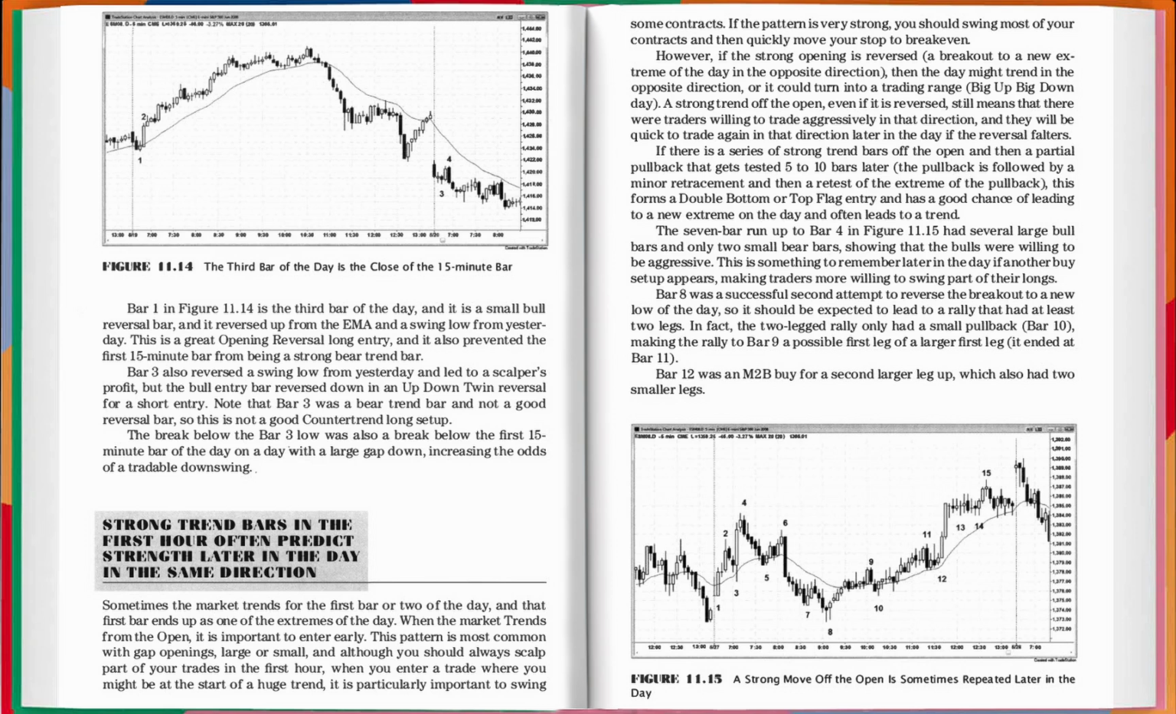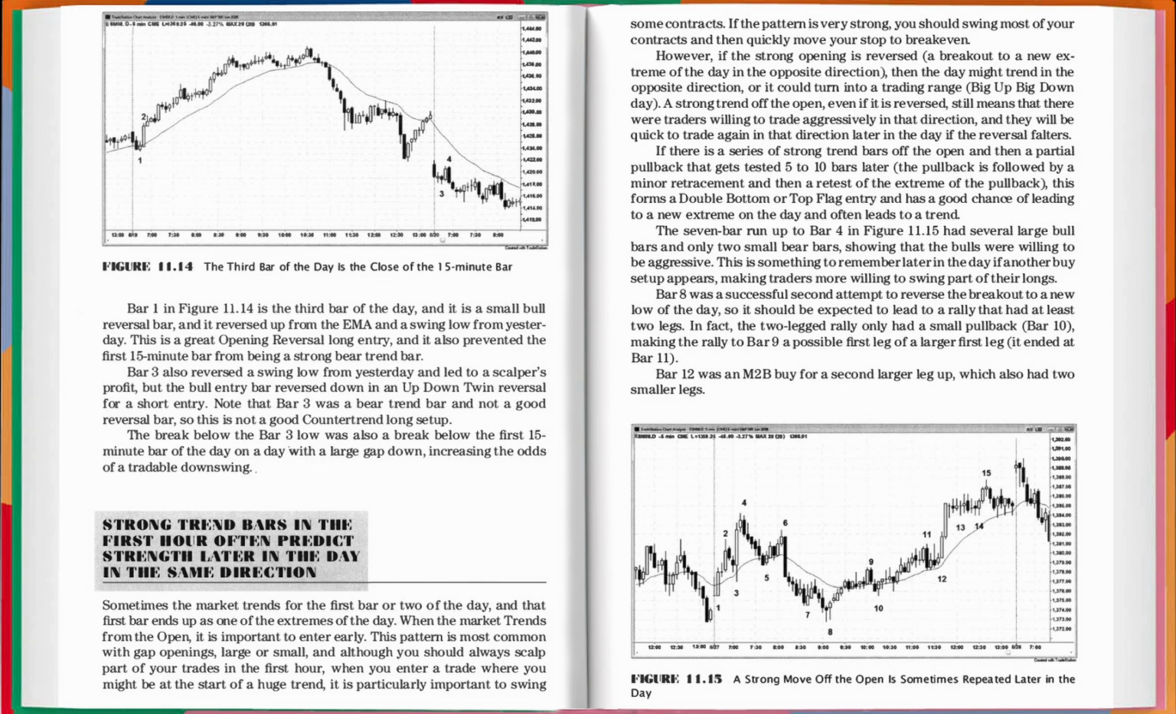Note that bar 3 was a bear trend bar and not a good reversal bar, so this is not a good countertrend long setup. The break below the bar 3 low was also a break below the first 15-minute bar of the day on a day with a large gap down, increasing the odds of a tradable downswing. Strong trend bars in the first hour often predict strength later in the day in the same direction.